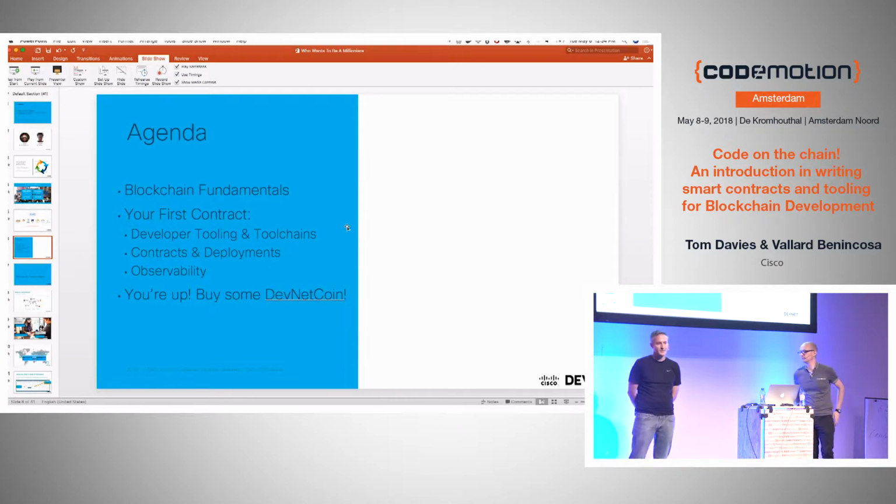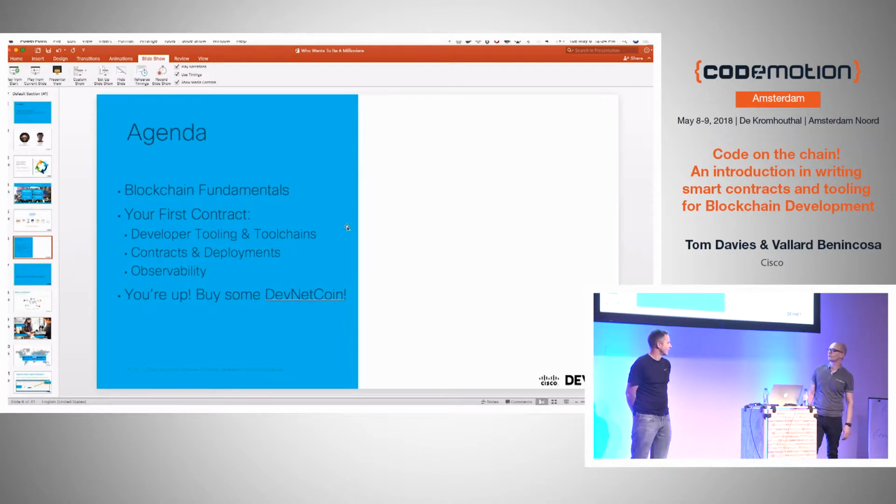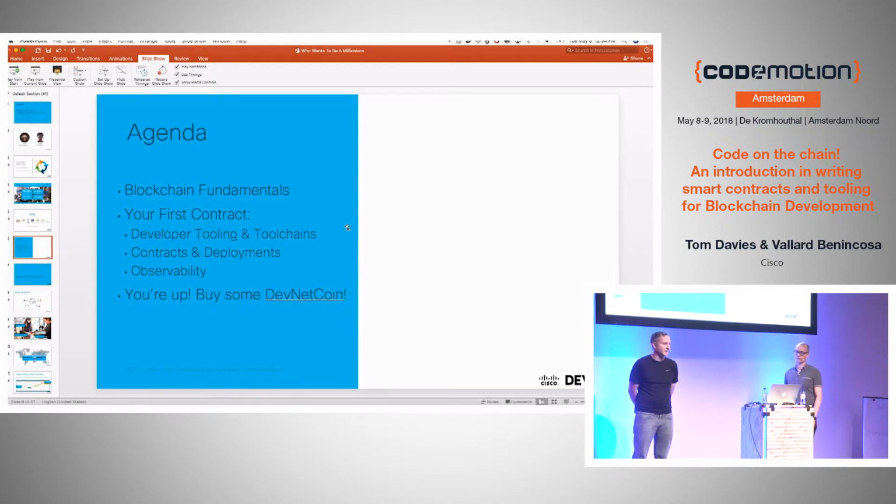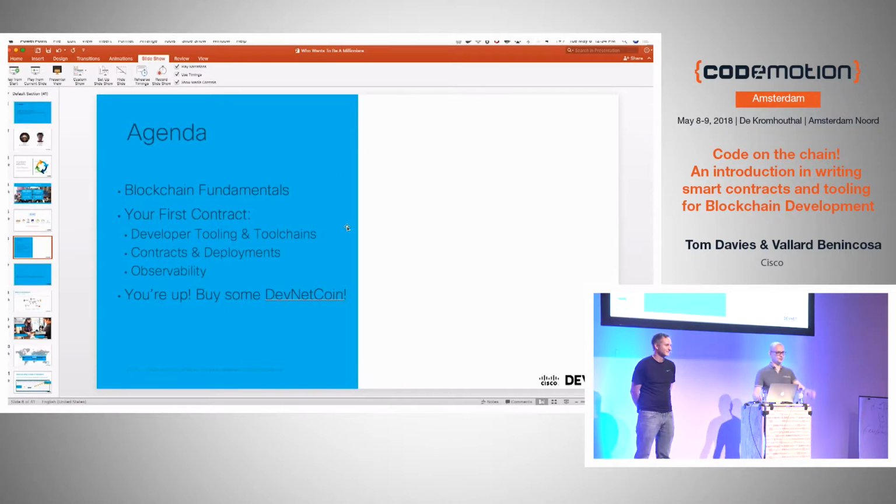So if you have your laptops, you can open up, and hopefully you can buy some of our cryptocurrency that we're gonna mint for you here today, when we do our fun ICO. When we become millionaires, yes. And then you help us.